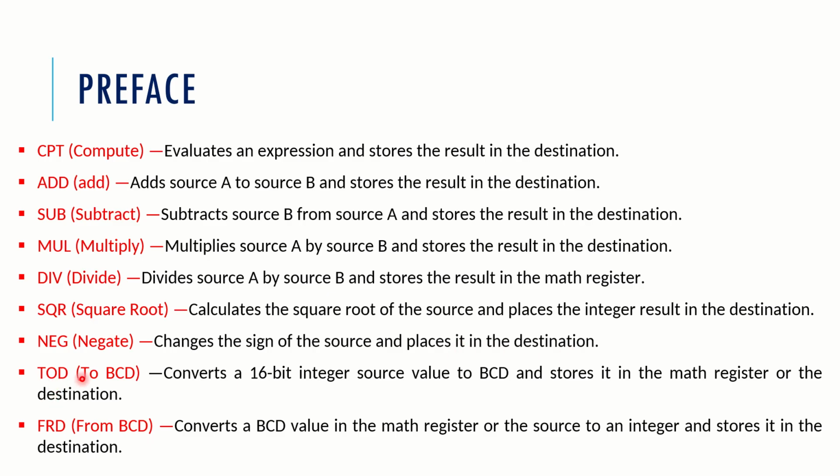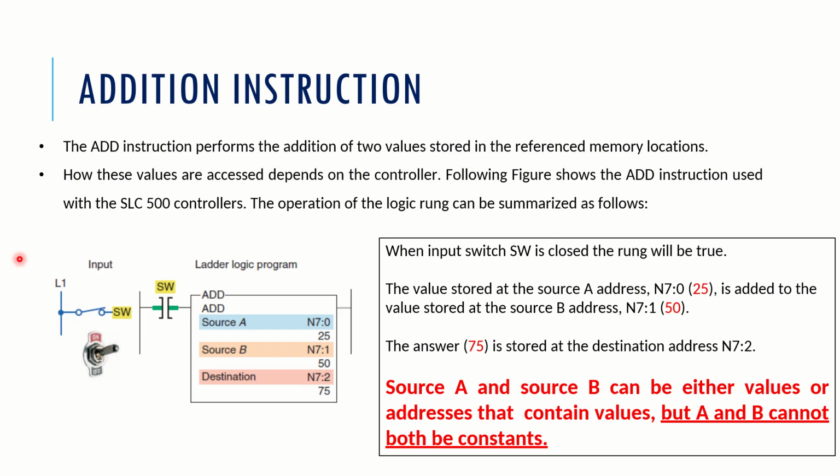Then there is conversion to BCD, that converts a 16-bit integer source value to BCD and stores it in the math register or the destination. Here there is conversion of a BCD value to the integer value, and again the result is stored in a math register or in the destination that you have specified. Okay, so these are the basic mathematical operations performed by a PLC. Let us start now with the addition instruction.